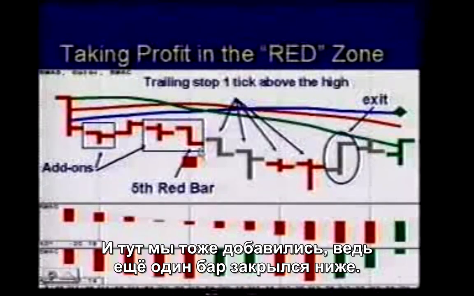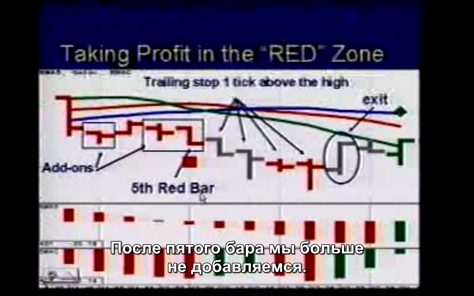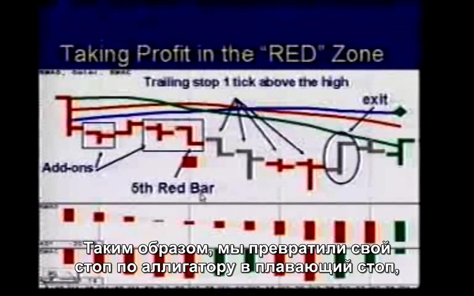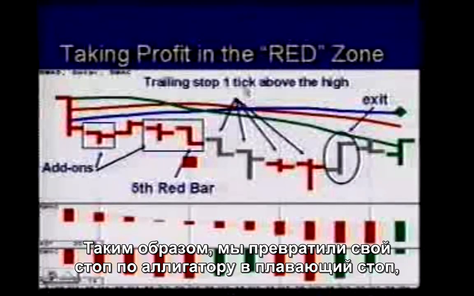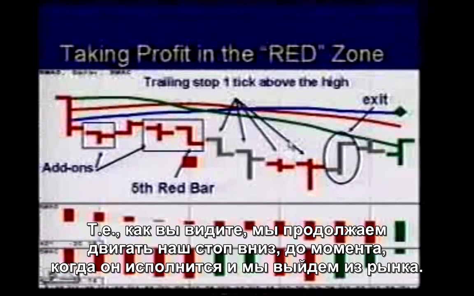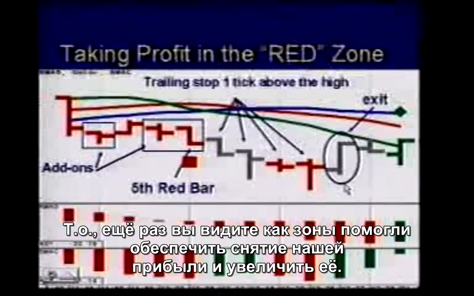We had a lower close. Now, that's also the 5th consecutive red bar. After 5, remember, we do not want to take any more add-on positions. So we have now moved our stop from the alligator to a trailing stop, one tick above the high of each of these bars. And you see how we just move it down, continue to move it down until we're taken out. And this is the point that we exit this move. So again, you can see how the zones really help us to increase our profit and lock in our profit at the same time.